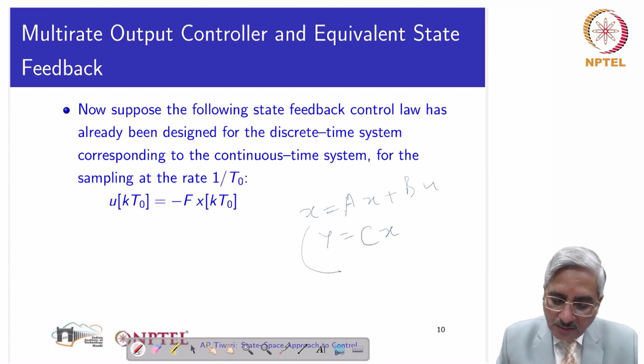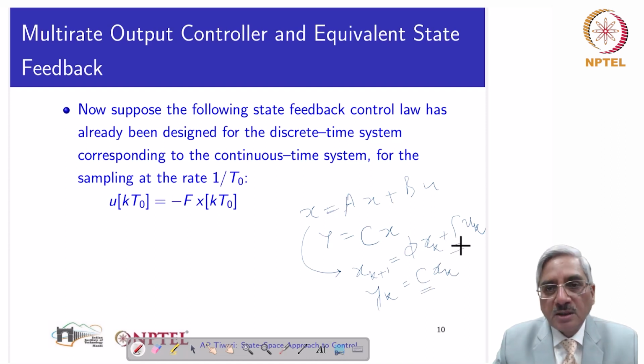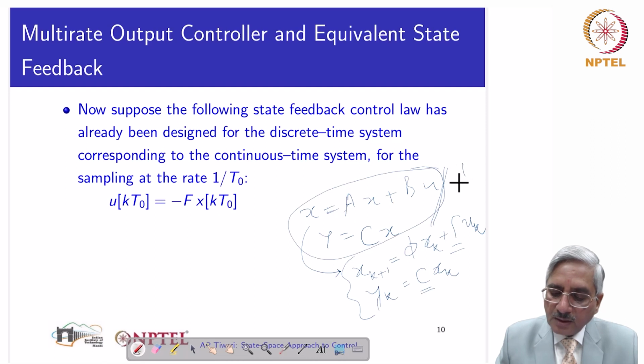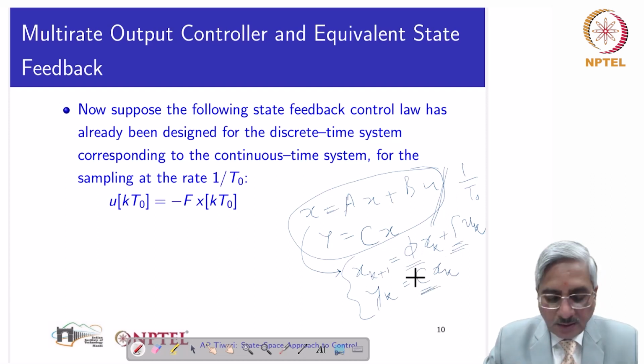We are considering its discrete time counterpart. So x(k+1) = Φx(k) + Γu(k), and y(k) = Cx(k). This C and Γ are different from the bold C and bold Γ which we discussed. These correspond to the discrete time system for this continuous time system sampled at the rate 1/T0. So we have these matrices characterizing its discrete time system.